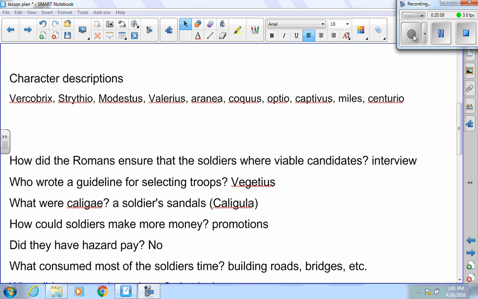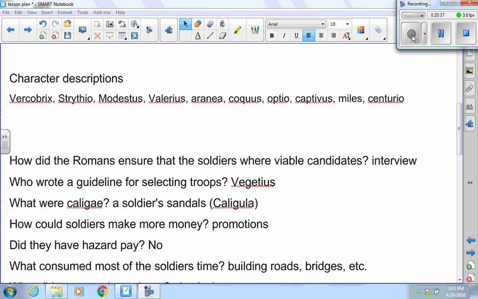Coquus is, of course, a cook. He's the guy that Modestus owes money to. Optio, he is second in command. He's the guy giving out orders to Captivus. That actually is Strythio. Whenever Modestus comes back, he doesn't recognize Strythio, and he starts beating him up. The Miles is actually Versabrix in one of the stories.